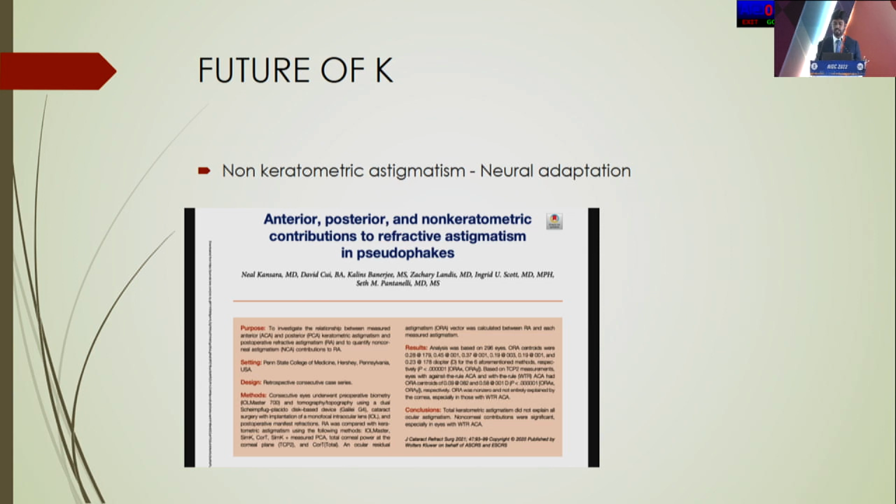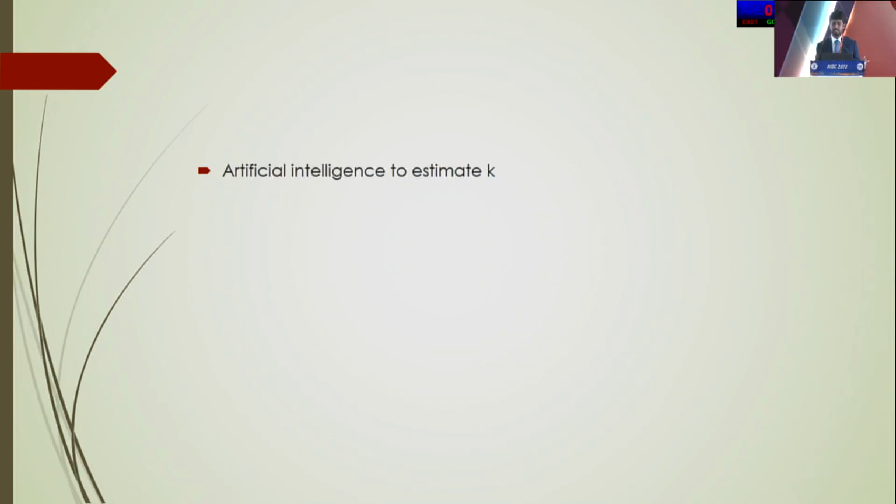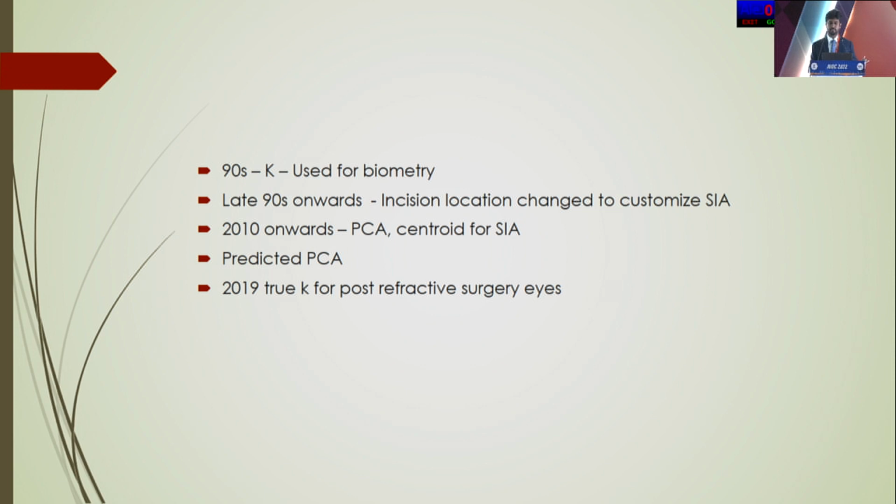Future of K: they are talking of neural adaptation, or in other words, K which cannot be measured with the current topographers or with the biometers can be estimated by neural adaptation. Artificial intelligence to assess K may be the future.